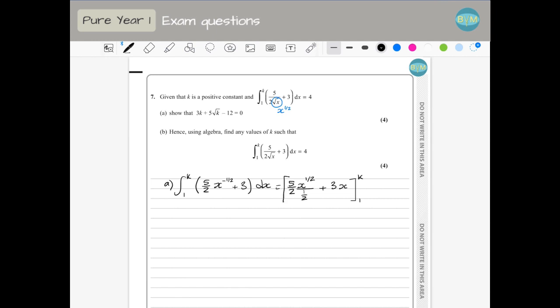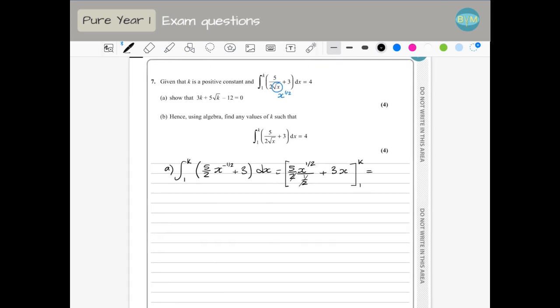But before substituting, I'm going to arrange the coefficients a bit. So I can cancel these 2 with this 1/2, and I have 5 root x. And I think it's going to help us writing as a root to substitute. So I have 5 root x plus 3x between 1 and k. When I substitute by k, I have 5 root k plus 3k.